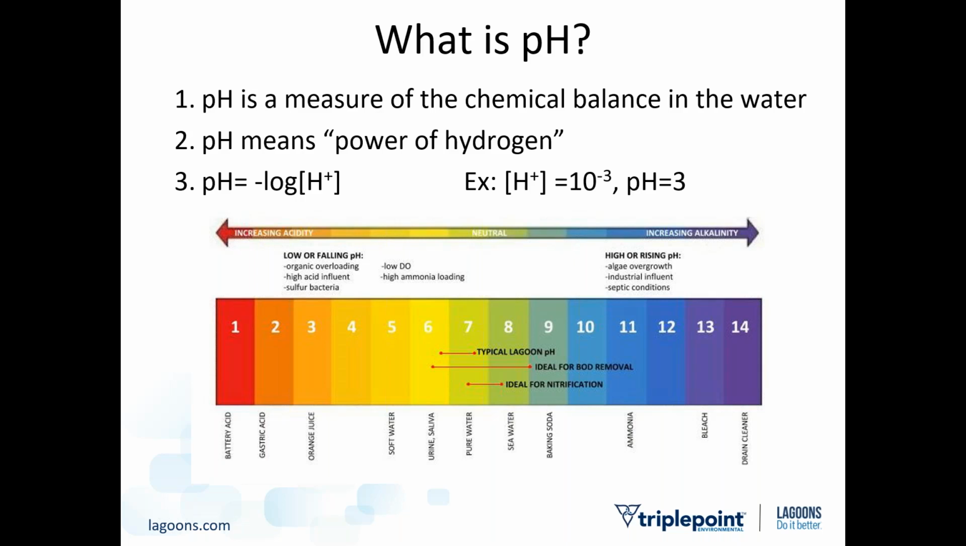On the opposite side, we have a higher or rising pH. A lot of times, it is due to algae overgrowth. Algae have a very strong effect on pH, which we'll go over in detail. And they can send your pH of the water way above 10 in the worst conditions. And then on both sides of this, if you've got industrial influent, that can have high acid influent or high alkalinity influent. Industrial systems are a bit of a wild card when it comes to pH.